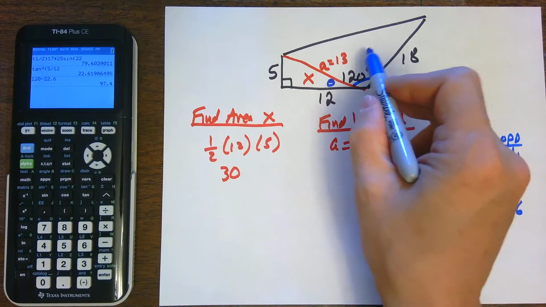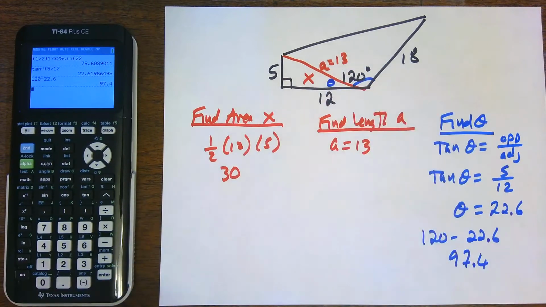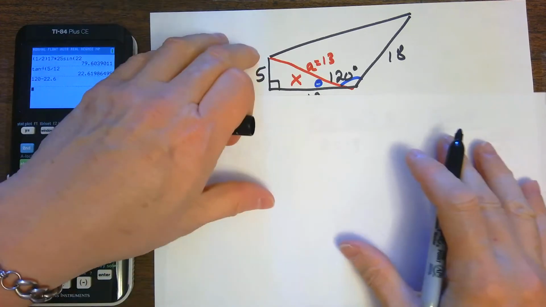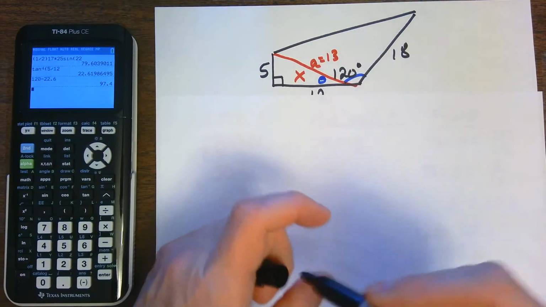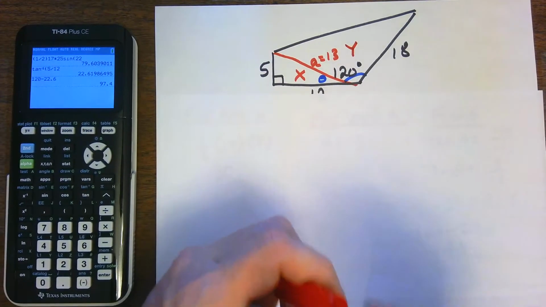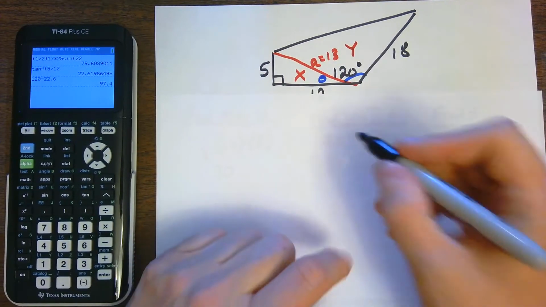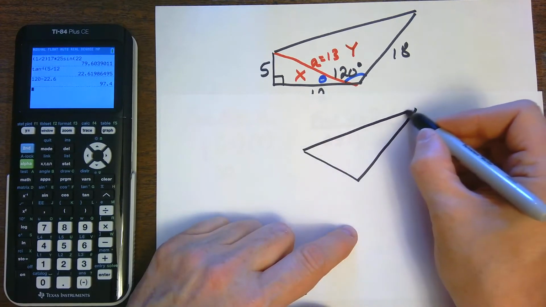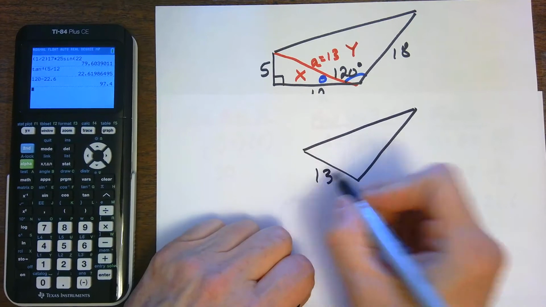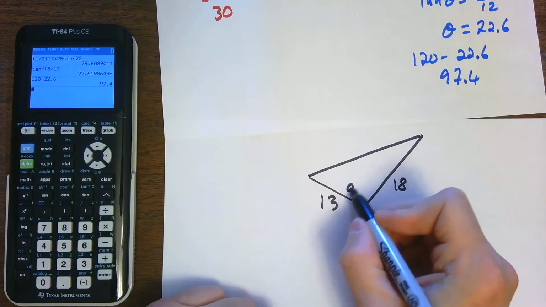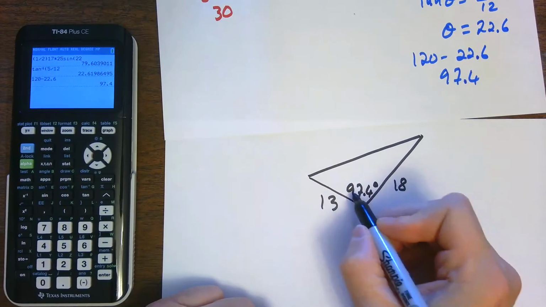All right, so now let's focus on this big triangle over there. So I'm going to just draw the big triangle. This other triangle, if we called this triangle X, we could call this triangle Y. So as I look at this triangle, I've got this and this and this, and I know that this is 13 and 18, and the angle inside we just discovered was 97.4 degrees.